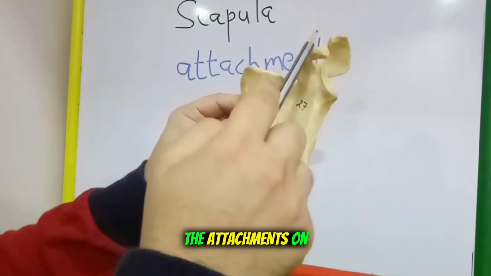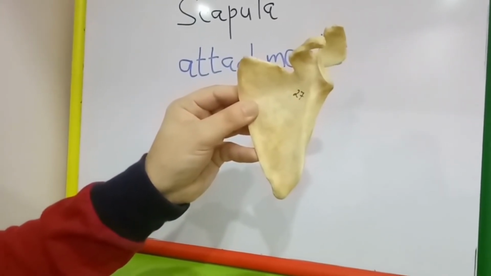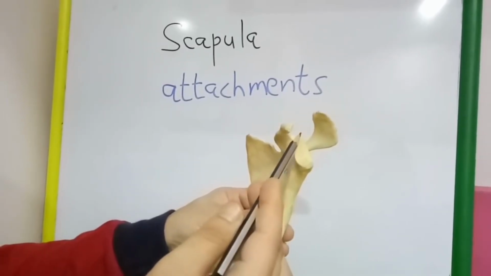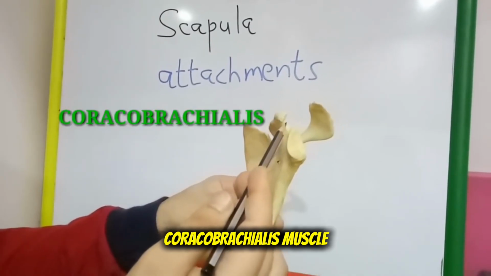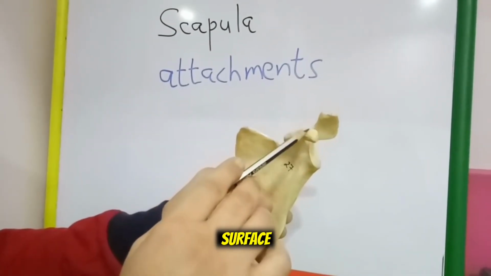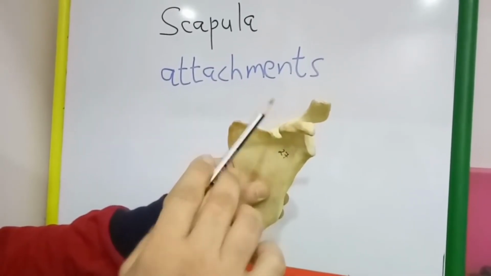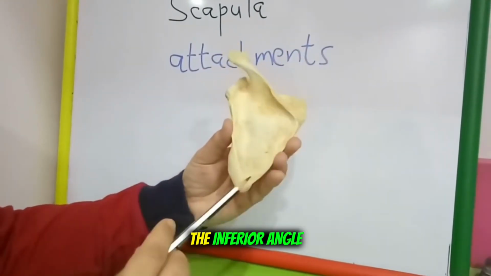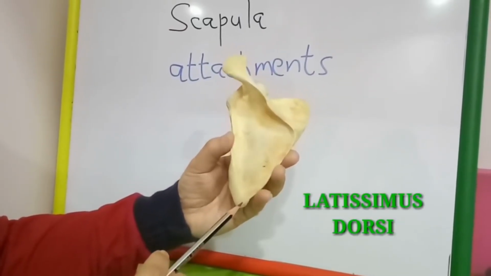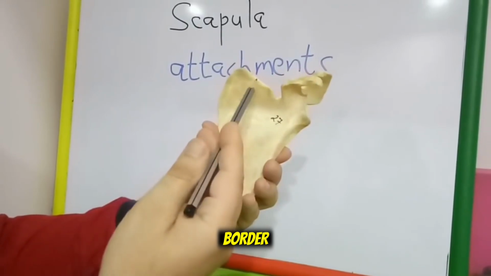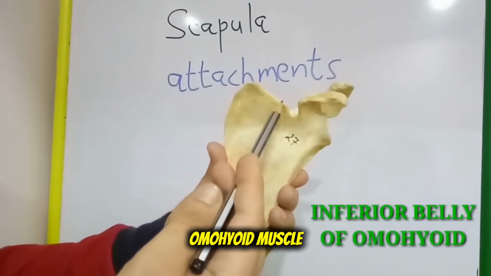Now coming to the attachments on the coracoid process, the tip of the coracoid process gives origin to short head of biceps brachii and coracobrachialis muscle, whereas the superior surface of the coracoid process receives insertion of pectoralis minor muscle. The inferior angle of the scapula gives origin to some fibers of latissimus dorsi muscle, whereas the superior border, near the suprascapular notch, gives origin to inferior belly of omohyoid muscle.